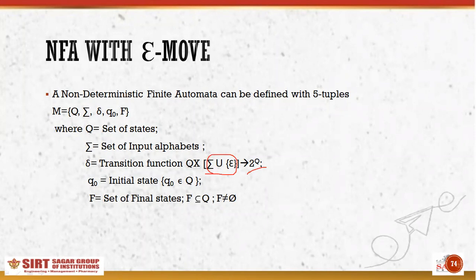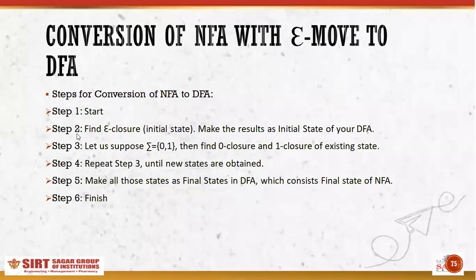So this was the formal definition of NFA with epsilon move. This was discussed by me in the last lecture also. Now in brief, I will discuss how to convert an NFA with epsilon move to DFA. The method is very much same. There is nothing different in it.